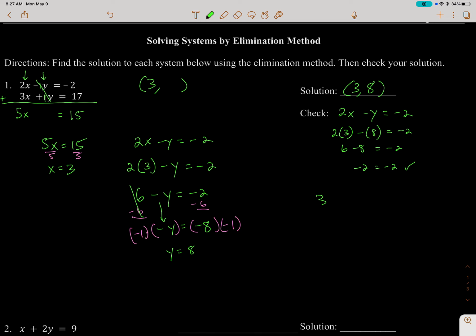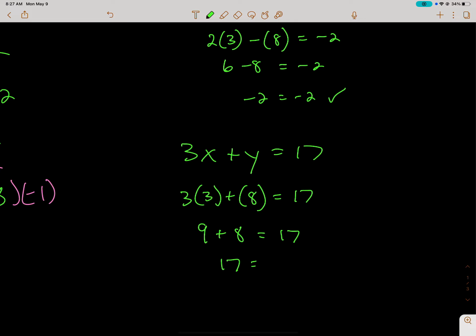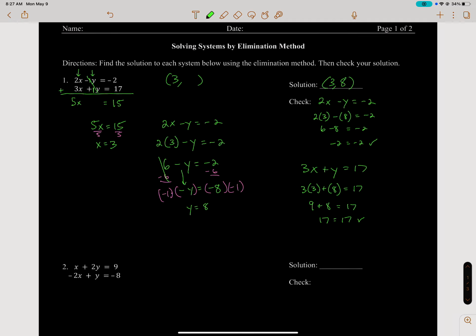Now I'll go to the second line. 3x plus y equals 17. So if I plug in 3 for x and 8 for y, I get 3 times 3 is 9. 9 plus 8 is 17. I get a true statement. So the point (3, 8) lies on both lines.